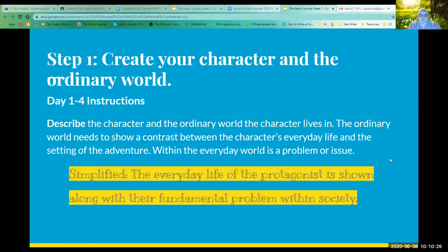So that's kind of an overarching problem that fits into the overall hero's journey.